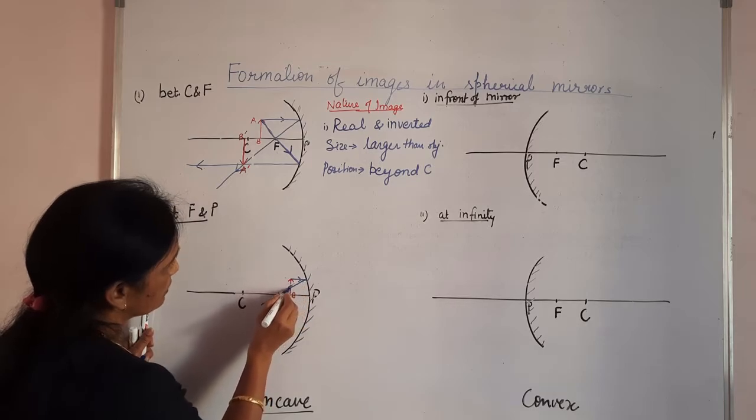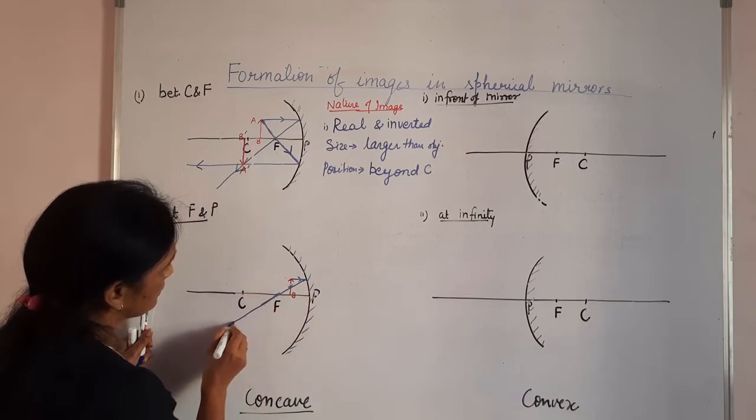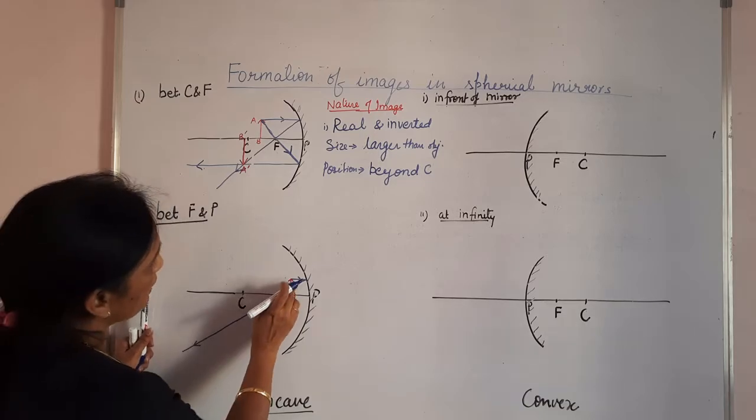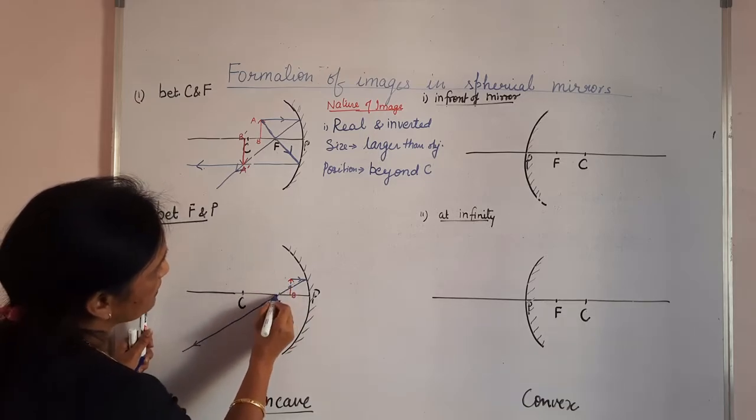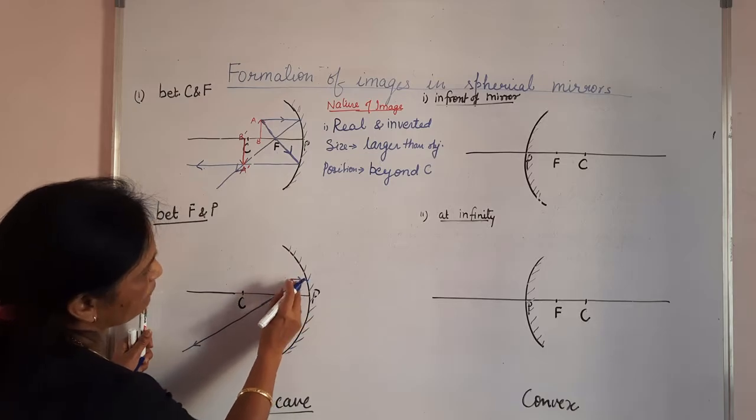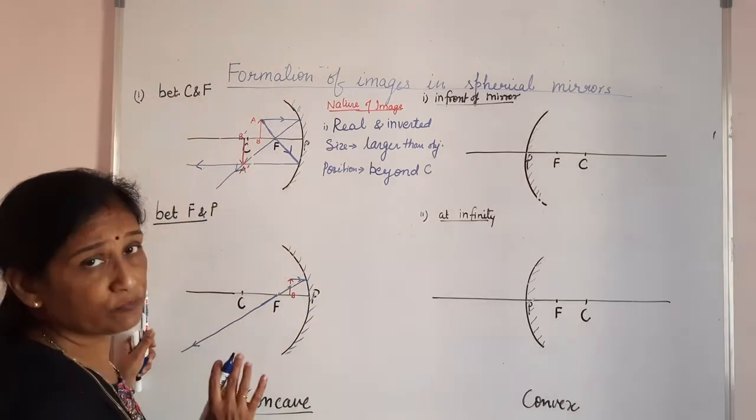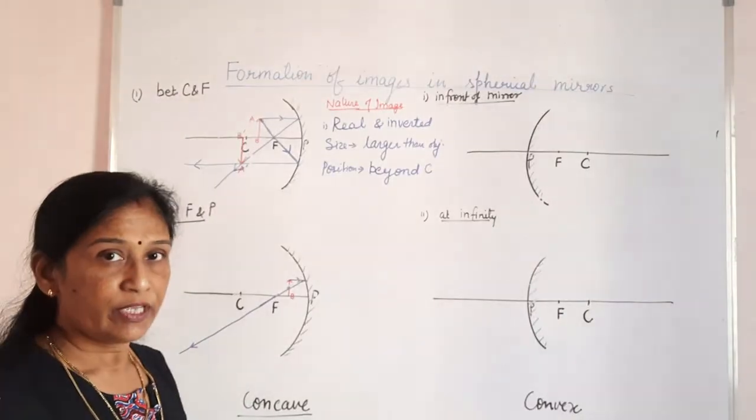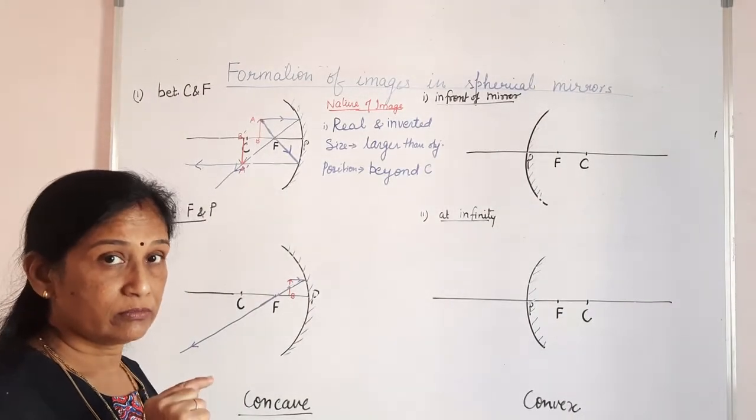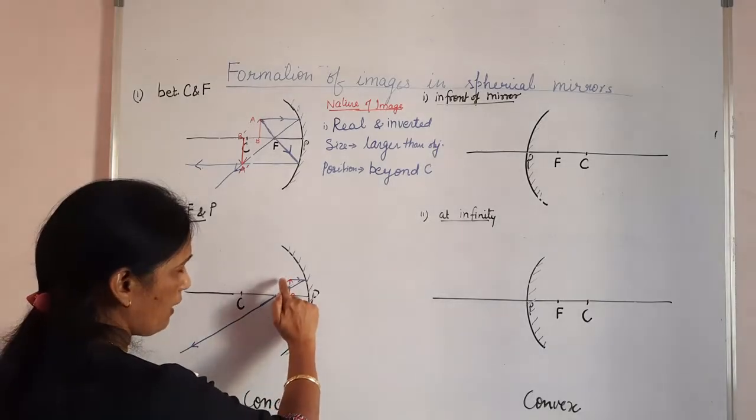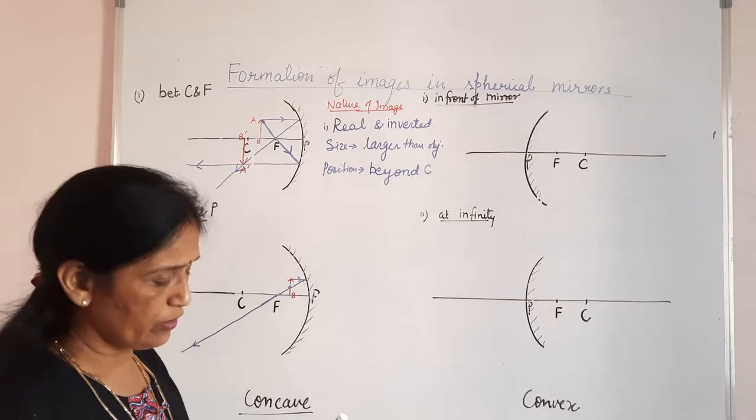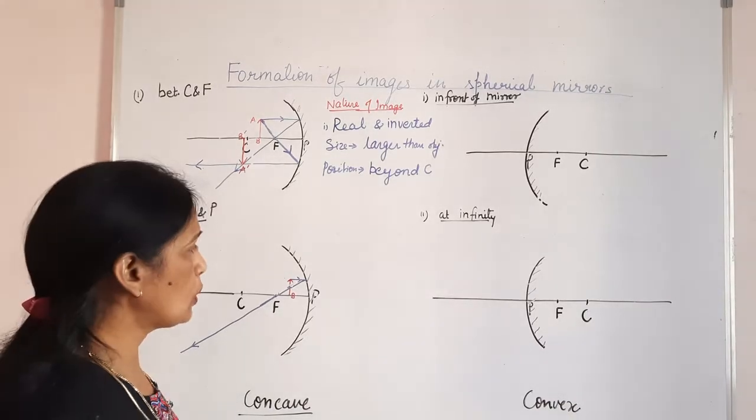It will pass through focus. Okay. So a ray which is first parallel to the principal axis, after reflection will pass through focus. Second, what happens if a ray which is coming from an object and falling on a mirror is passing through C, if somewhere C lies on it.